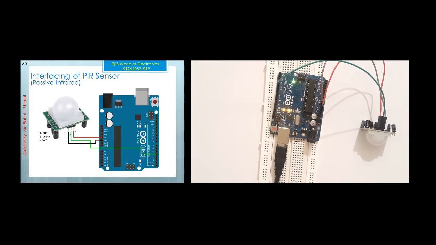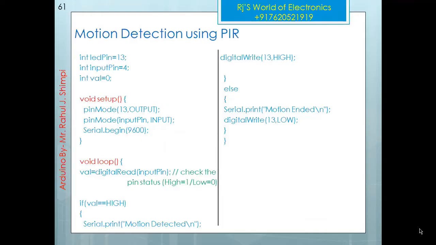I have connected the sensor with Arduino as per the circuit diagram. Now we will write the program in Arduino IDE. Let me explain the program. So this is the same program as we have seen for the push button. Instead of push button, here we are using the sensor. So sensor makes the things automate.